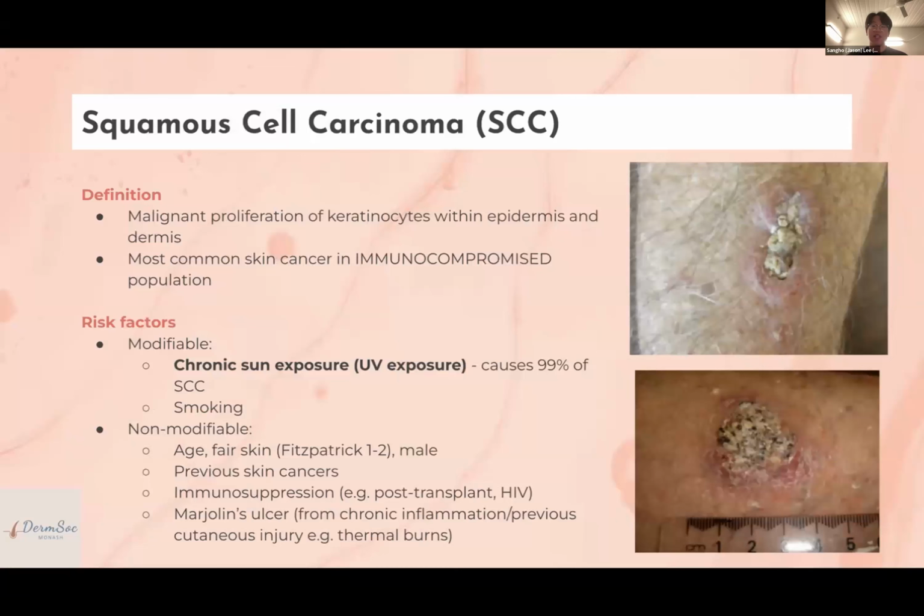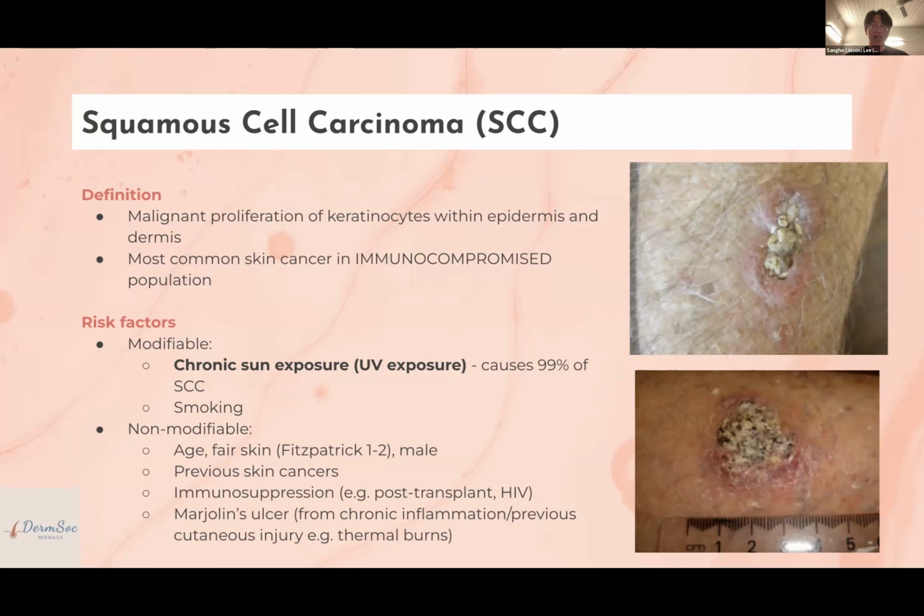So the actual SCCs are the ones that have then gone on to invade into the dermis, and it's the most common skin cancer in immunocompromised population, and that's the reason why for higher risk patients like your transplant patients, we want to have them annually skin checked with a GP or a dermatologist.